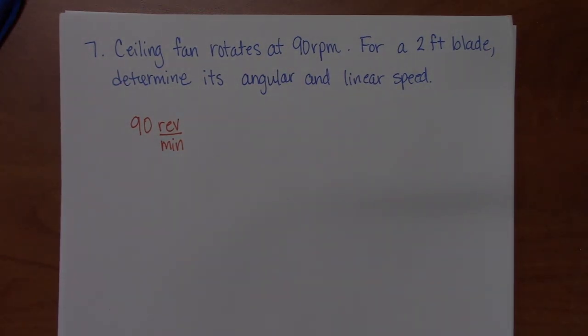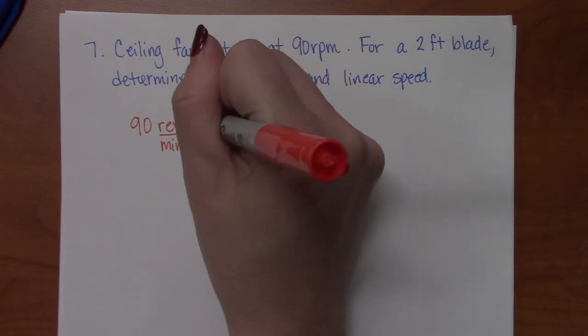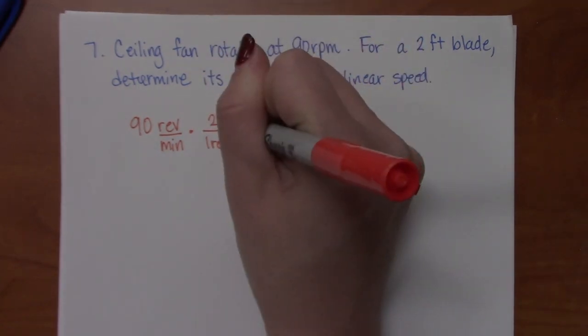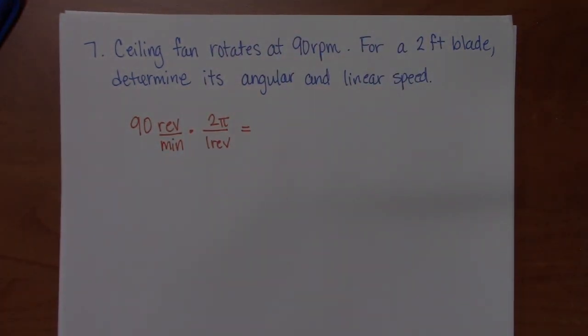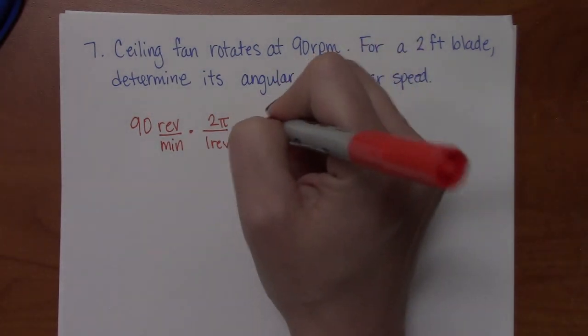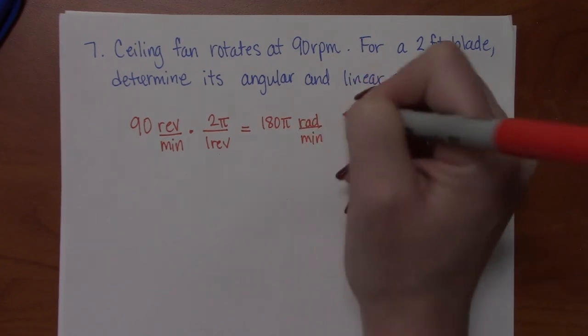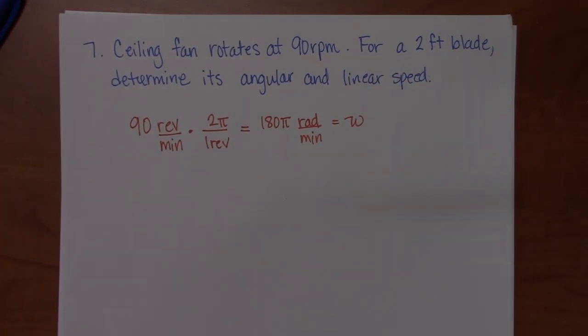Angular speed, we typically write in radians per some unit of time, so radians per second or radians per minute. Because they didn't specify, we can just keep everything in minutes to make our life easier. If you want to be in radians, we know that one revolution is 2 pi radians. So if I multiply this out, I'll get 180 pi radians per minute. We sometimes use the Greek letter lowercase omega for angular speed. So that's the angular speed.